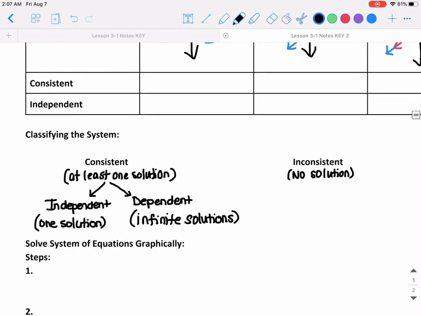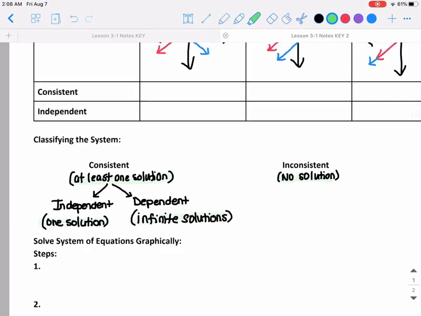So just to go over that again. Consistent means at least one solution. Inconsistent means no solution. If I categorize something as consistent, I need to also say if it's independent or dependent. And independent means that there is only one solution. Dependent means there are infinite solutions.